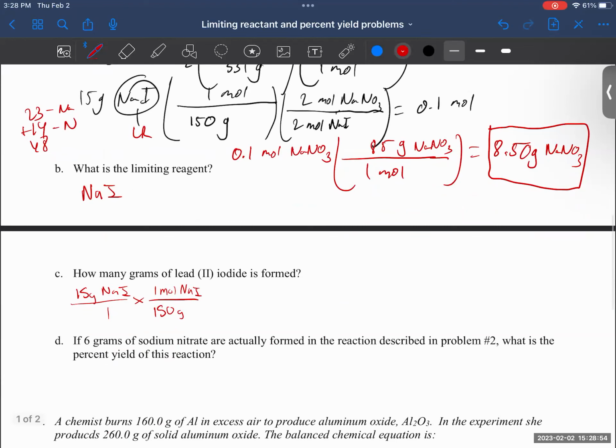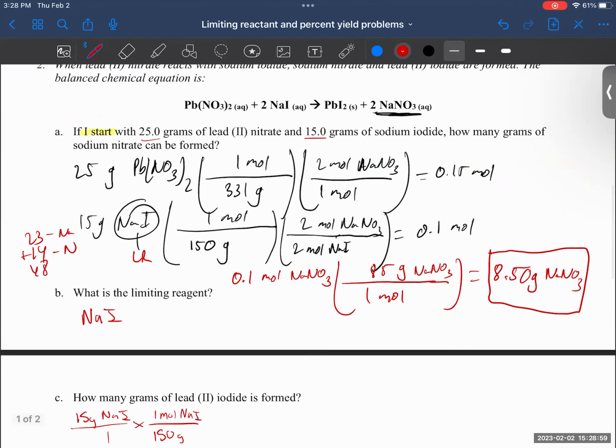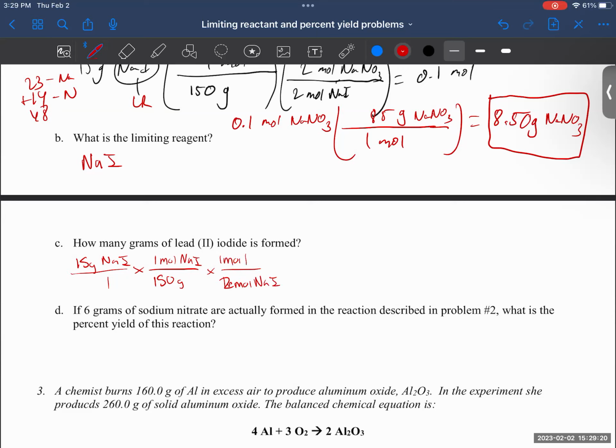And the only way to do that is to use the balanced chemical equation, right? And you need to use the molar ratios. So we found that for every 2 moles of sodium iodide, 1 mole of lead II iodide is formed. All right, so it'll be a 2-to-1 ratio. So 2 moles of sodium iodide produces 1 mole of lead II iodide.